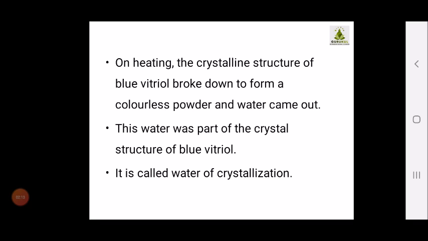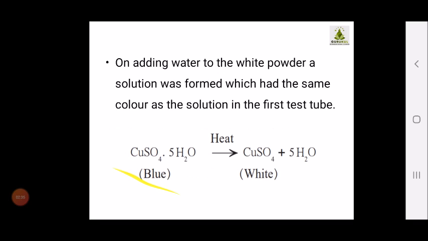Now what happened when we heat the blue vitriol? Its structure breaks down and the colorless powder is formed and the water comes out. This water was a part of the crystal structure of blue vitriol and this water is called the water of crystallization. This water is part of the structure of the salt and hence it is known as the water of crystallization.